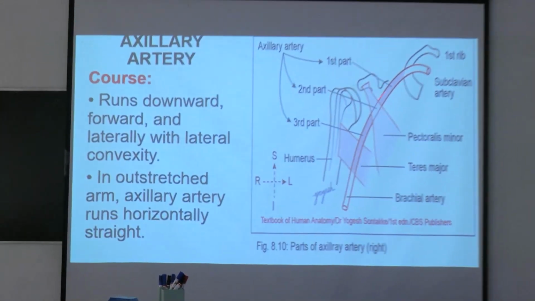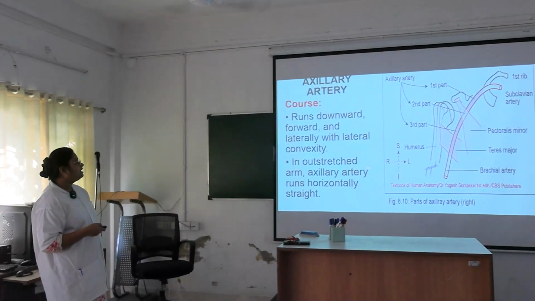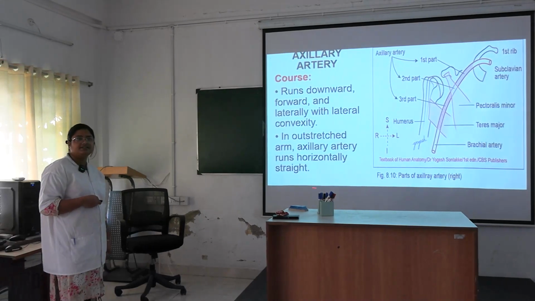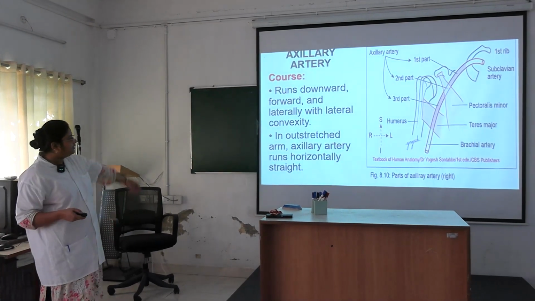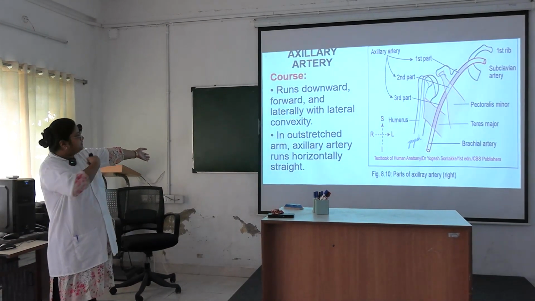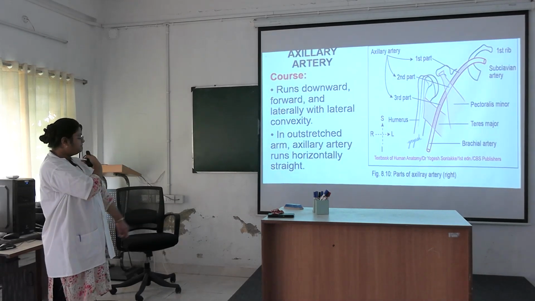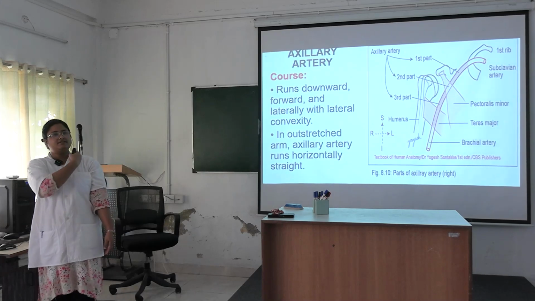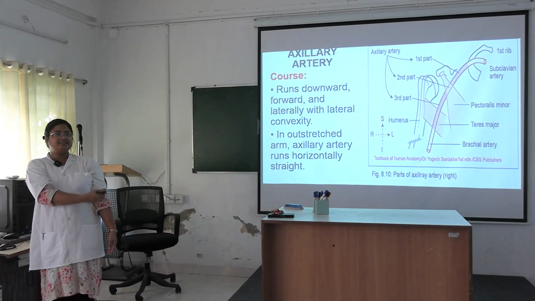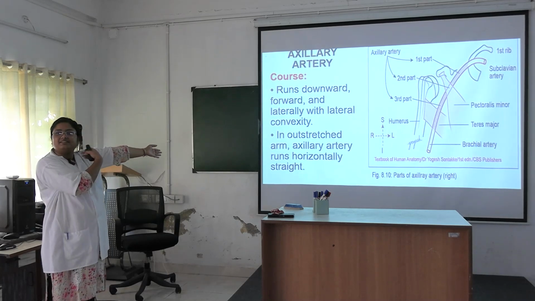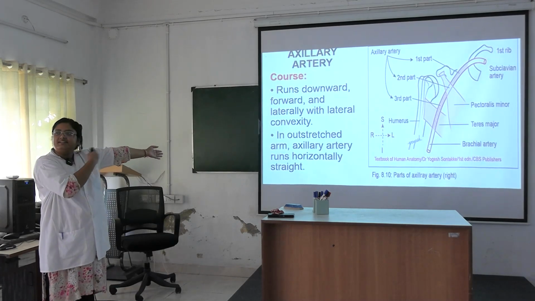What is the course? It runs downward, forward and laterally with lateral convexity. This is how it is running. And in outstretched arm, axillary artery runs horizontally straight. Okay. If you abduct the arm at right angle, so artery will be longitudinally placed, the convexity will be removed. If you place it in anatomical position, you will see a convexity. Artery is coming like this, and if you place the arm like this, in our cadaver it is placed like this. Okay, so it is lying in a straight line.